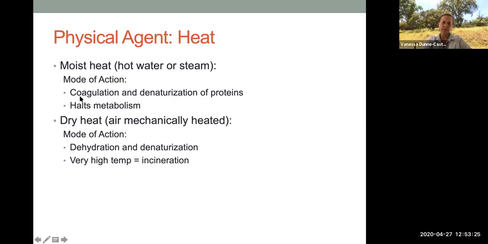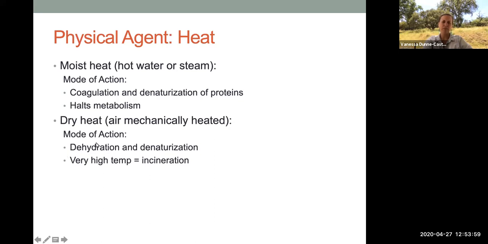For moist heat, and actually you can see the mode of action. So the mode of action means how these things work. The mode of action for moist heat and dry heat have similarities. So both of them denature proteins. That means they break the bonds between or within the folding of proteins. But for moist heat, because of the addition of hot water or steam, it also coagulates proteins together, which means clumps them up, kind of like what happens with eggs when you heat them on the stove. So it sticks them together. For dry heat, there's no coagulation because there's no moisture.